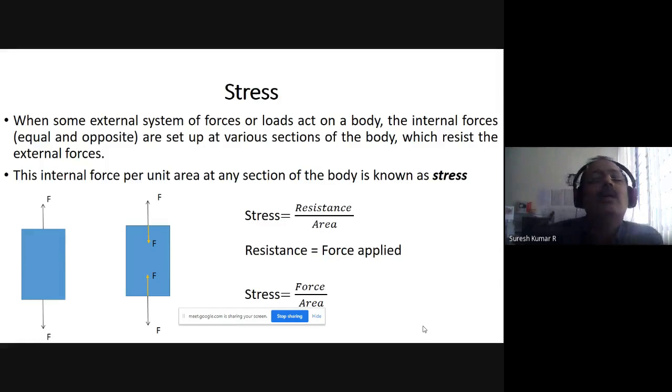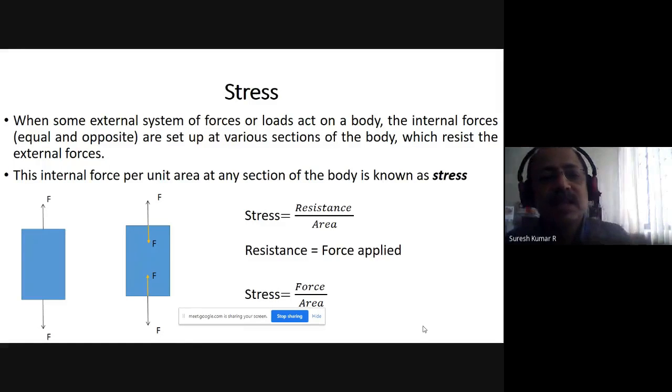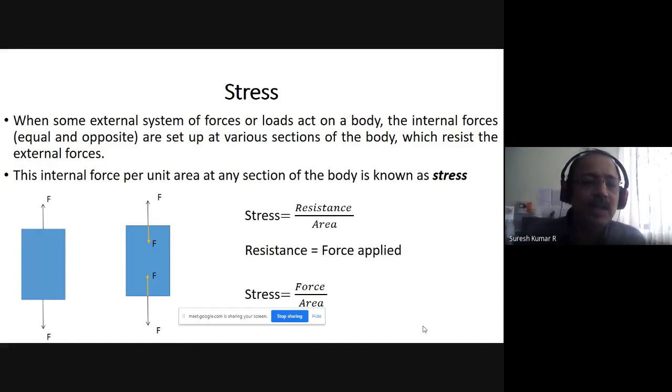Now, whenever there is a load applied on a component, there is a resisting force developed inside the member. Whenever there is an external force acting on a machine component, there will be internal forces set up. You can see here, when I apply a force F, there is an internal force which opposes that applied load. This internal force we call a resistance. The internal force set up inside the member is called the resistance.